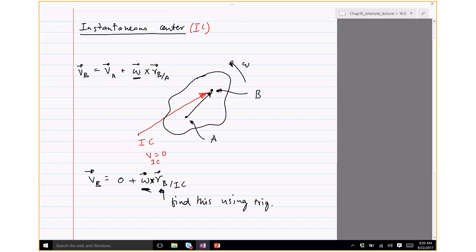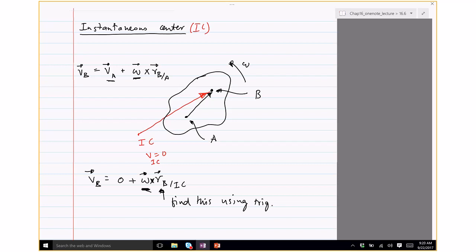Except now, when you write this formula, you do not have to write the velocity of A. So it's somewhat simpler. You trade off having to compute A with the work done in trying to compute the location of this point IC in trig. And this will become more clear when I do problems.